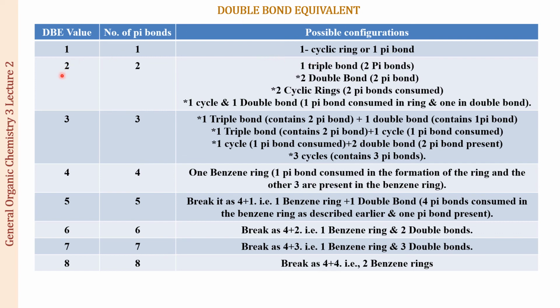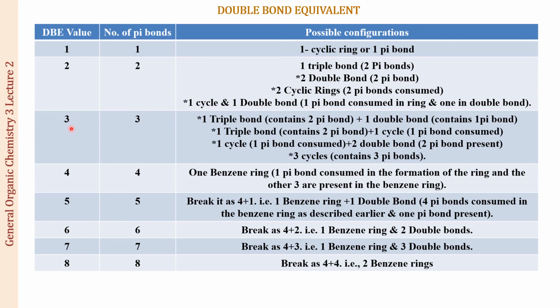If the dB value is 2, this means that there are 2 pi bonds. So you can draw one triple bond, which is 2 pi bonds, or you can draw two double bonds, which is going to be 2 pi bonds. It can be two cyclic rings, right? Instead of two double bonds, that is 2 pi bonds, they are going to be consumed over here. Or what you can do is draw one ring and one double bond. So these are various possibilities. You have seen the examples already.